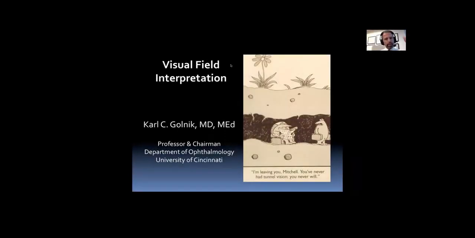This week's Orbis webinar is going to be on visual field interpretation. I'm Dr. Karl Golnik. I am the neuro-ophthalmologist and professor and chairman at the University of Cincinnati, the Department of Ophthalmology. So we'll start talking about visual fields.